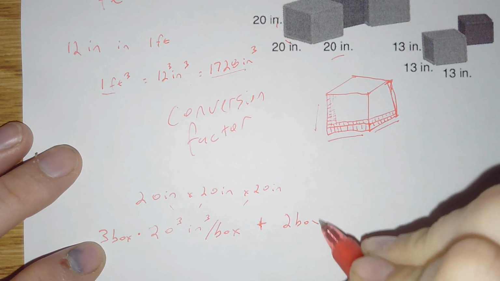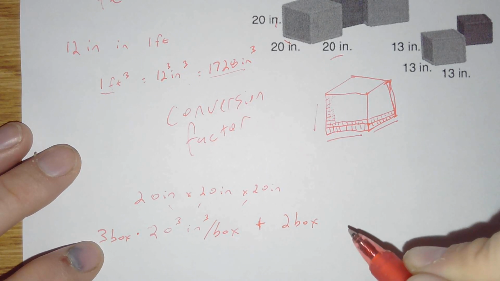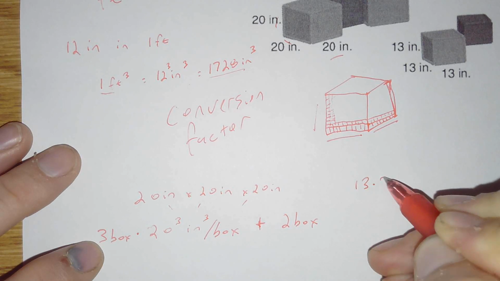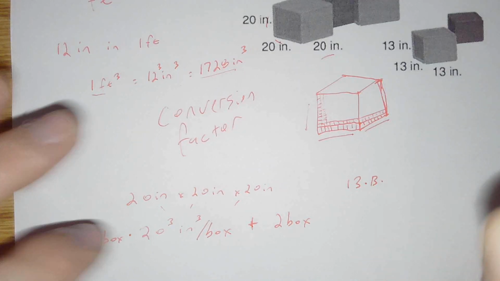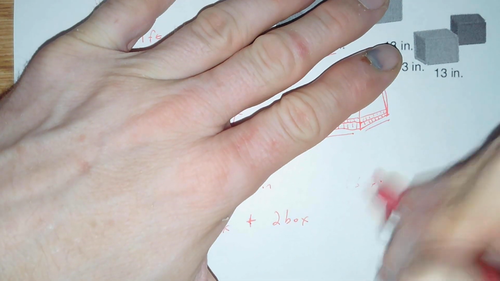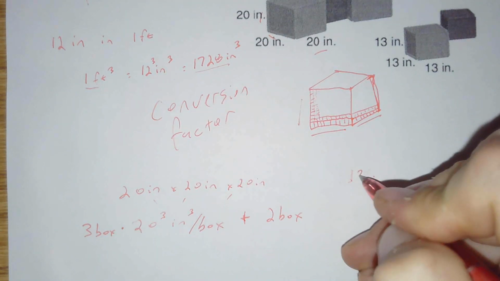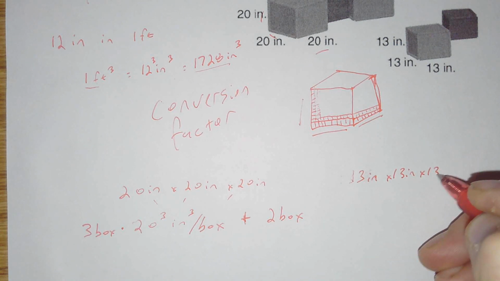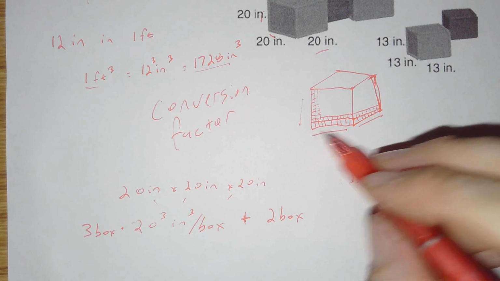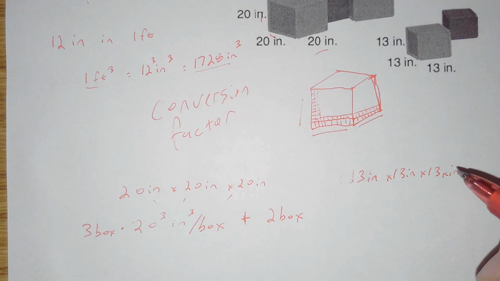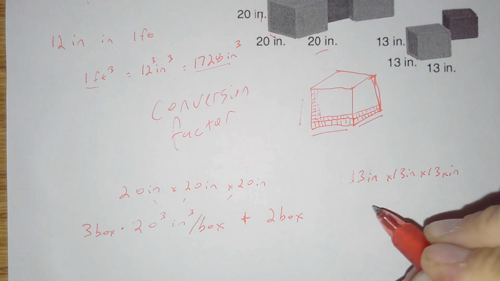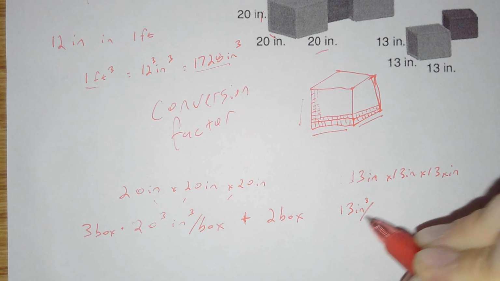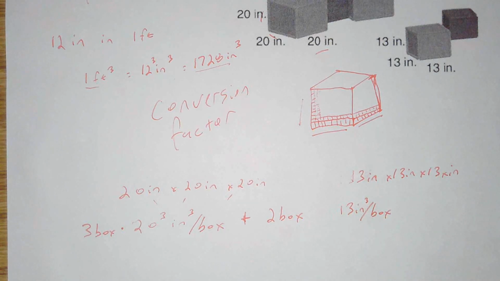2 boxes that are 13 by 13 by 13. So 13 times 13 times, whoops, that's going to be 13 inches by 13 inches by 13 inches, length times width times height, right? And that's going to be, or you could say it's 13 inches cubed per box, right? So that's multiplied.